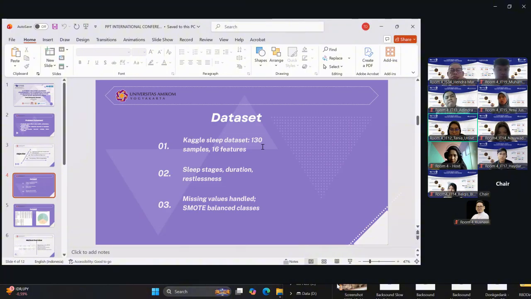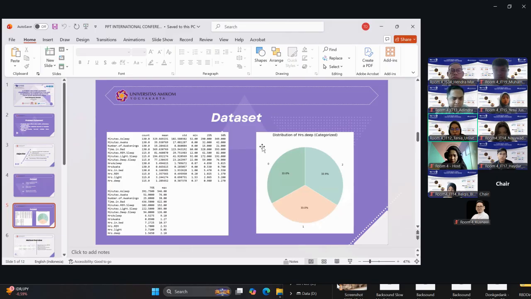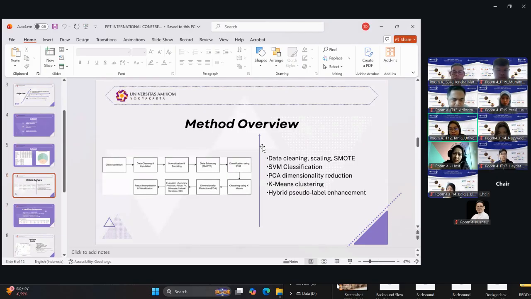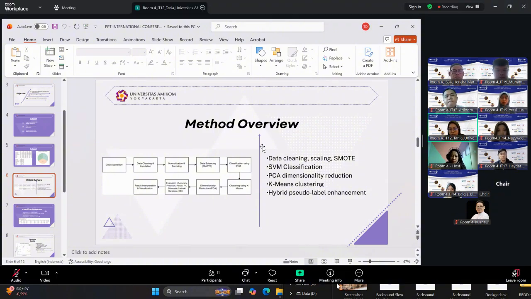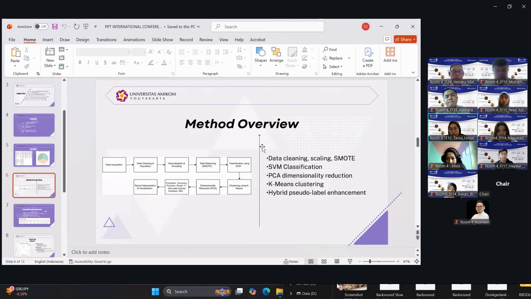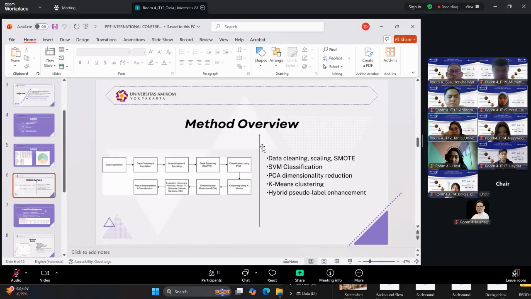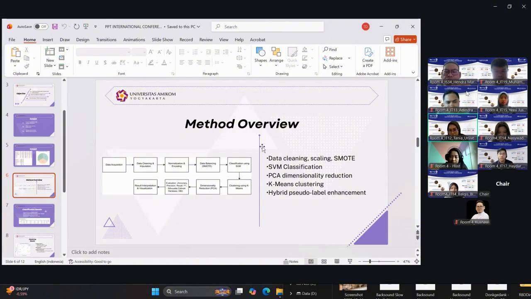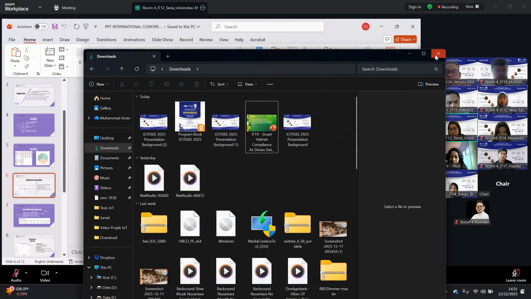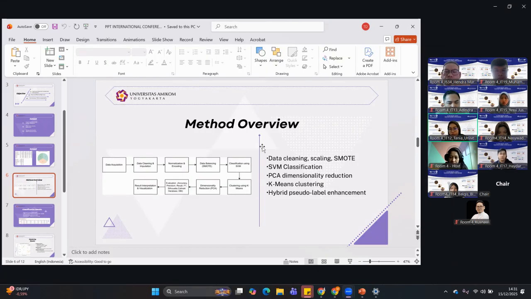Now that we understand the data, let me take you through the methodology. First, we perform preprocessing, handling missing values, normalization, and SMOTE class balancing. We run several classifiers including SVM, KNN, random forest, and XGBoost. We apply PCA to reduce dimensionality into 2 or 3 principal components. Finally, k-means with k=3 was used to explore the natural group structure and generate possible stress levels.